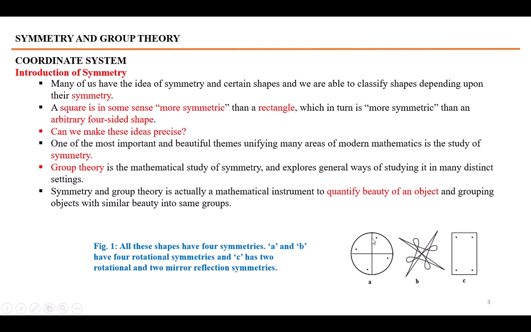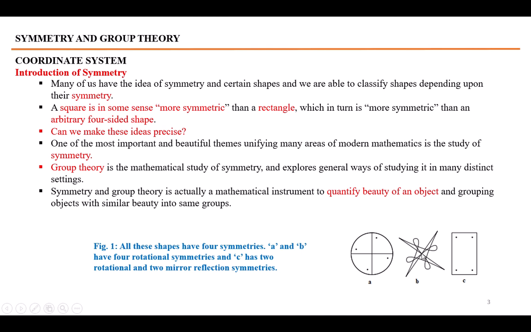It means that with each 90 degree rotation of this shape about this axis which is perpendicular to the screen, the shape takes an indistinguishable image. So if you rotate this shape about this axis by 360 degrees, it will give you the same indistinguishable shape four times. So it has four rotational symmetries.